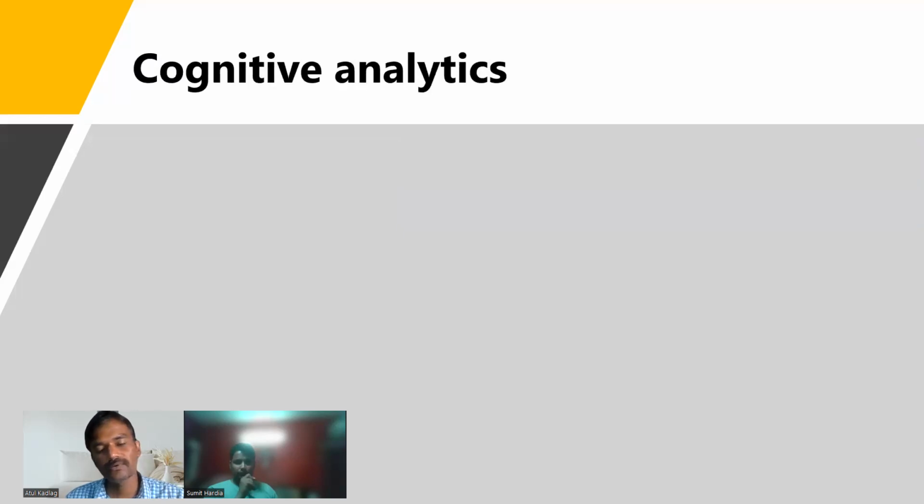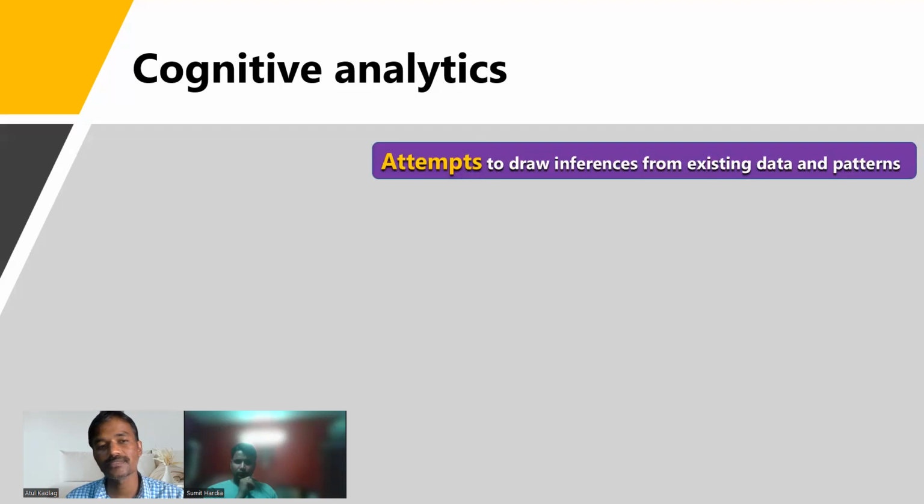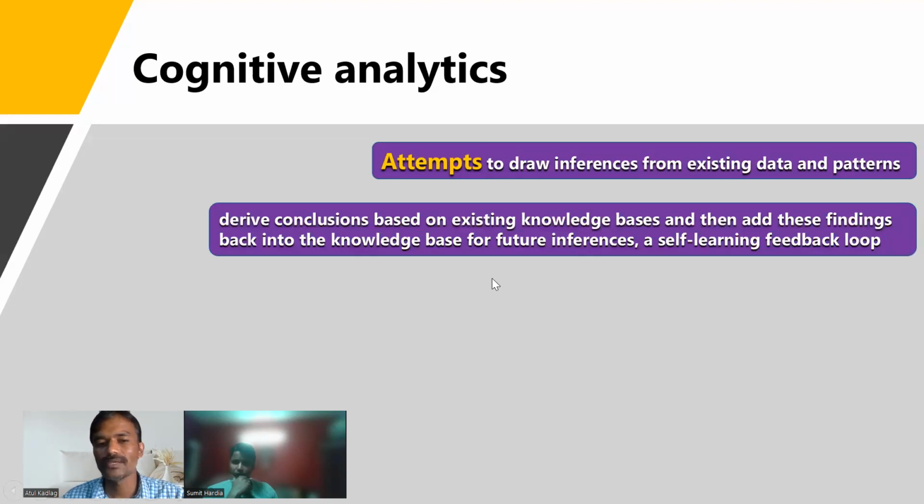The last one is cognitive analytics. This is important to understand. It is attempting to draw inferences from the existing data and patterns. Now this is not actually actions, but inferences. What I mean by inferences is that, based on the trends or the data which is available, we try to make some conclusions, like this is going to happen or this might happen. We derive conclusions based on existing knowledge bases, and then add these findings back into the knowledge base for future inferences, a self-learning feedback loop.